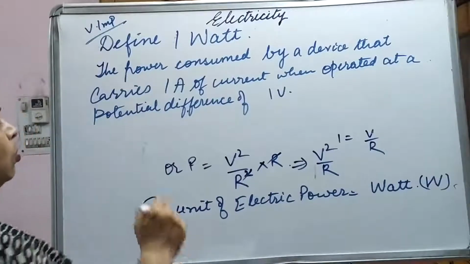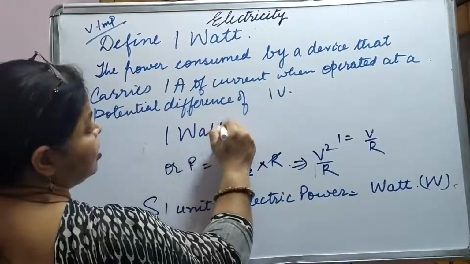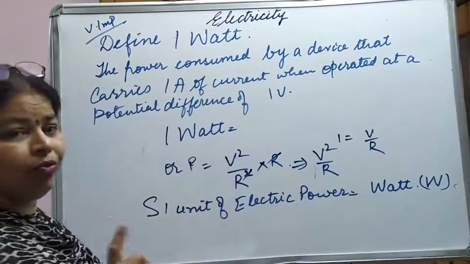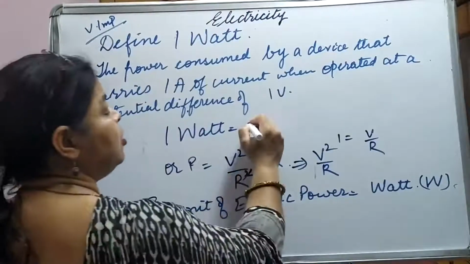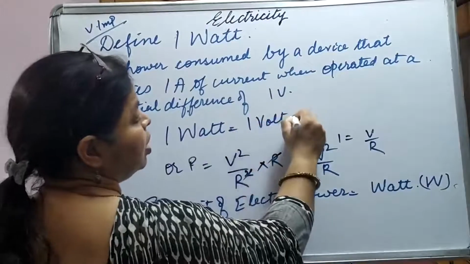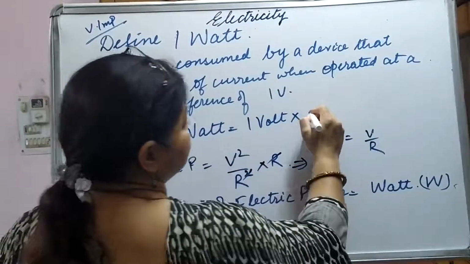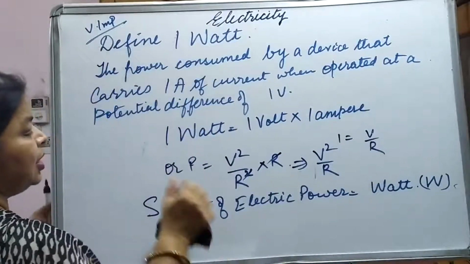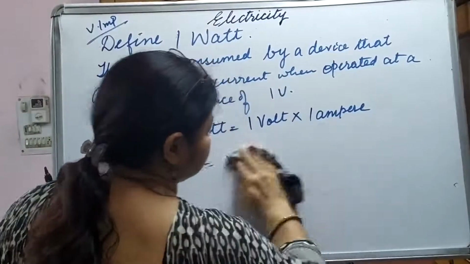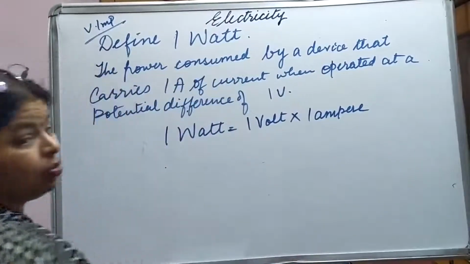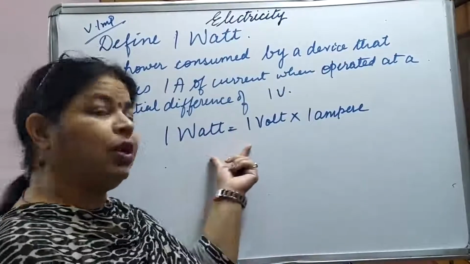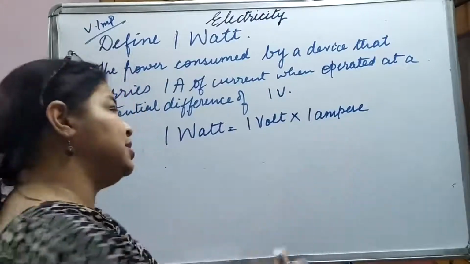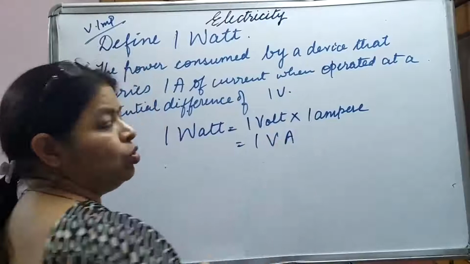Okay, so how to write it mathematically? 1 watt is related to P. P is equal to VI, so 1 watt is equal to 1 volt into 1 ampere. I hope the things are clear to you. So what is 1 watt? 1 watt is equal to 1 volt into 1 ampere, or we can say 1 VA, volt ampere.